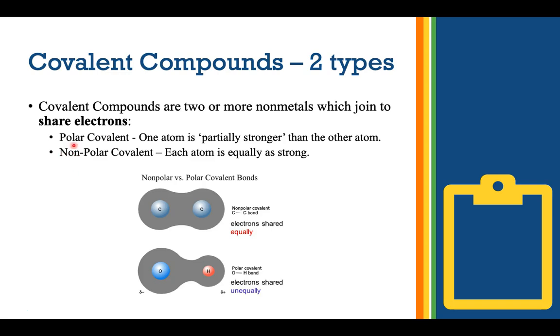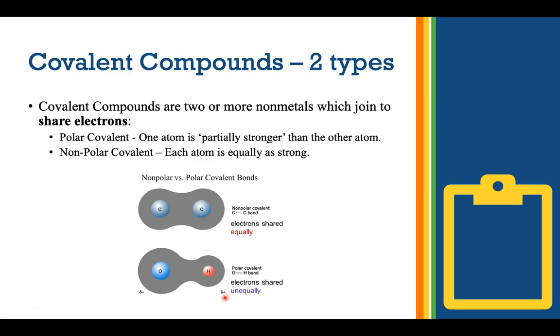I'll cover that. So we have polar covalent, in which one atom is partially stronger than the other atom. Here we have an example of a polar covalent image. And you see this little squiggly looking D. Some of my kids have said, I think that looks more like an 8, but it's a lowercase d from Greek, and it's read as delta. So this is delta negative and delta positive.